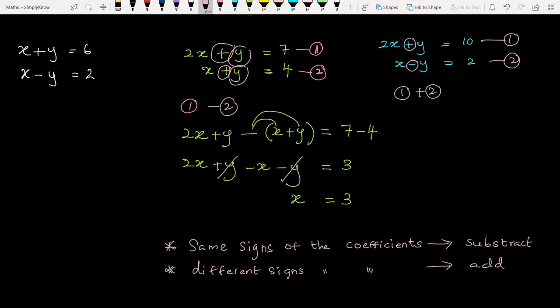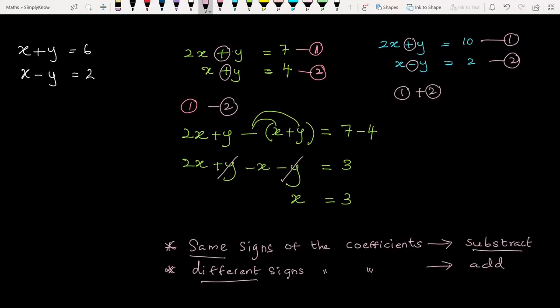So let me summarize the steps. So remember, our first step is we need to find the unknown which has the same coefficient. Then we need to consider the signs of the coefficients. If the signs are same, you are going to subtract one equation from the other. If the signs are different, you are going to add the two equations.